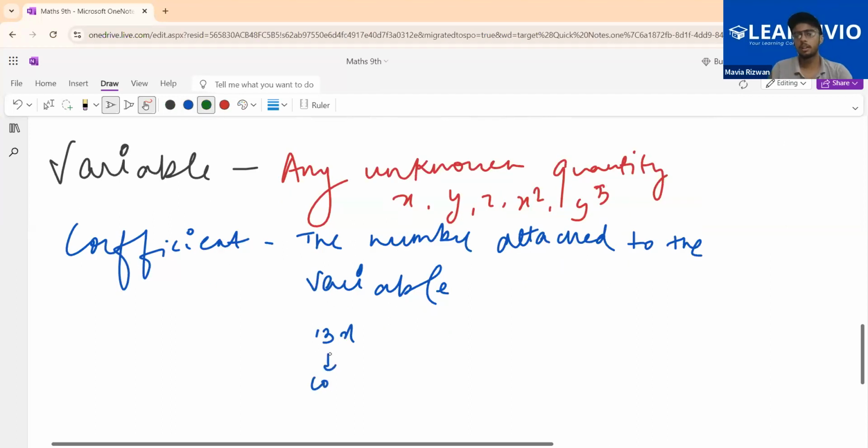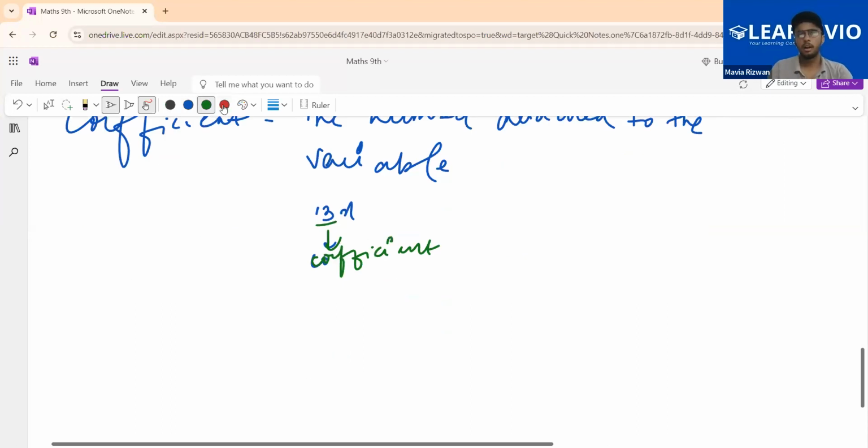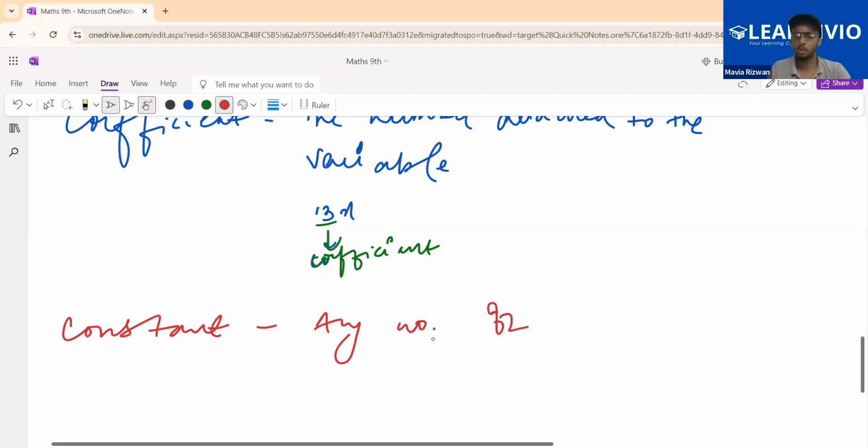Yes, sir. This is pretty basic. Now we have constant. Constant is any number. Suppose we have 82 written as it is with no variable. So that is a constant. Examples are 82, 75, 100,000, 1. Okay. Yes, sir. Now note this down first, Safia.